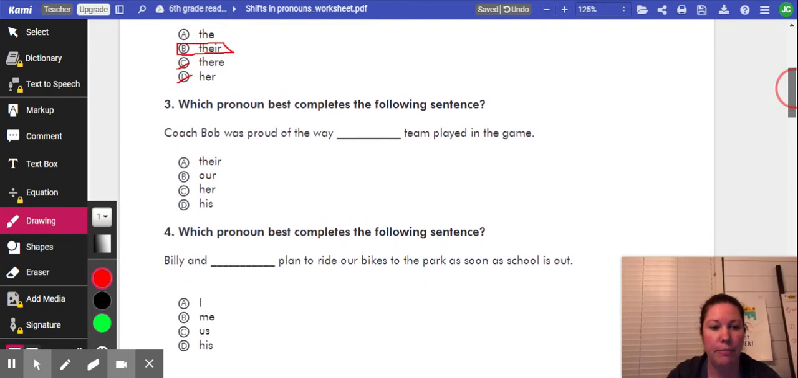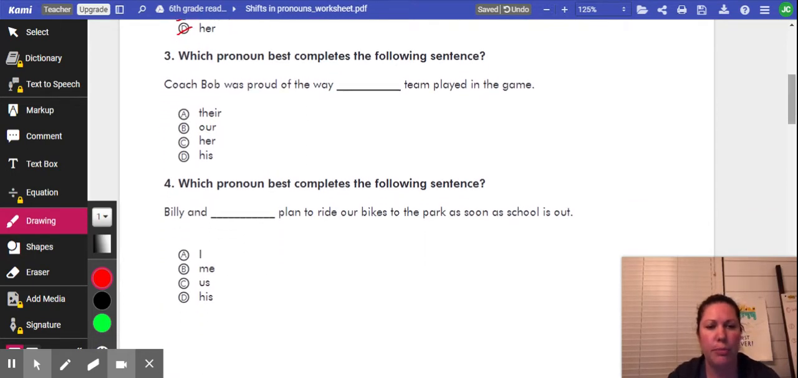All right, number 3. Coach Bob was proud of the way blank team played in the game. Coach Bob was proud of the way their team played in the game. Coach Bob was proud of the way our team played in the game. Coach Bob was proud of the way her team played in the game. Or Coach Bob was proud of the way his team played in the game.